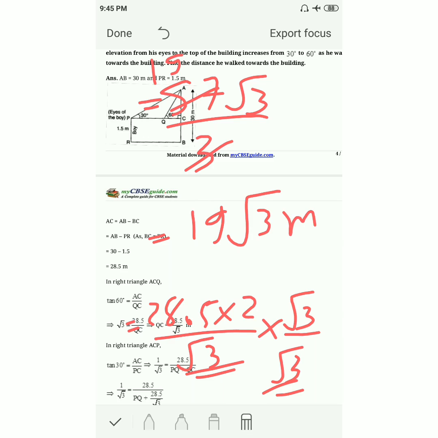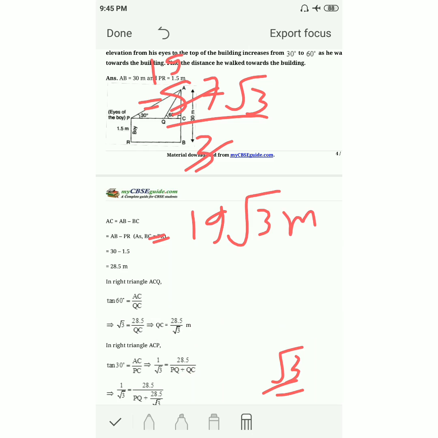So at last we need to write this. Distance traveled by the boy is equal to 19 under root 3 meter. In our final answer we need to rationalize it, that's why we multiply and divide by under root 3. So finally we get 19 under root 3 meter.